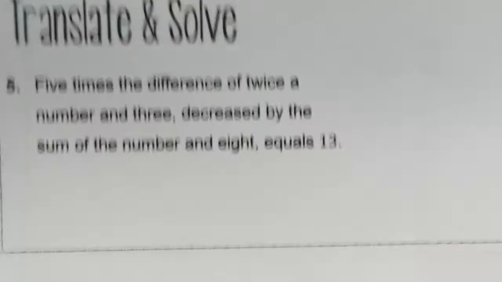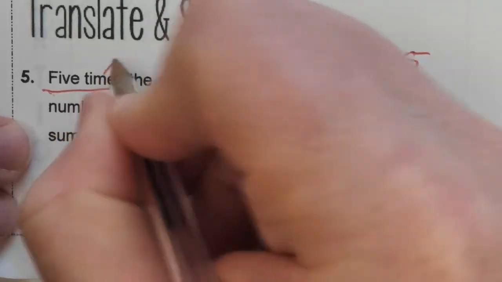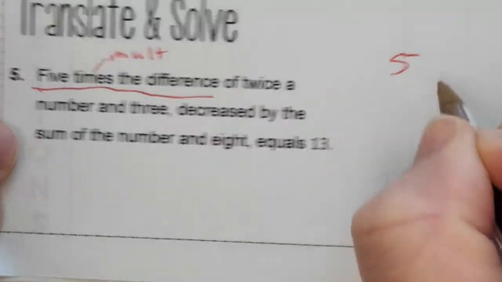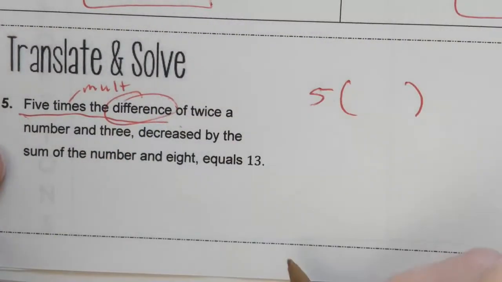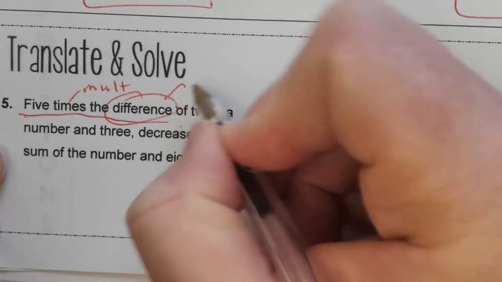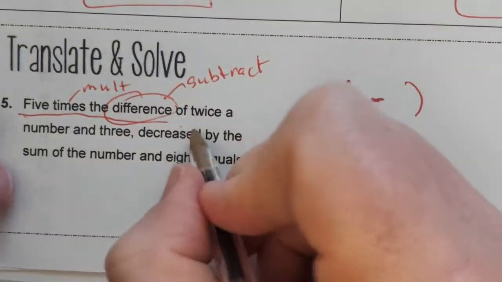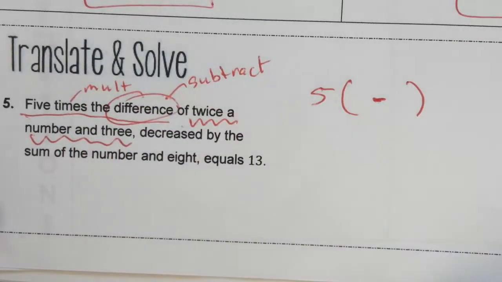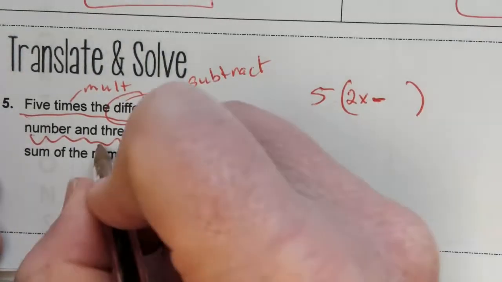All right. These words right here. Okay. 5 times the difference. So 5, that means multiply. So we're going to multiply by something. And what are we going to be multiplying? The difference. That means minus. Subtract or minus, whatever you want to say. The difference between twice a number and 3. So twice a number, so that's 2 times a number, so 2x, and 3.